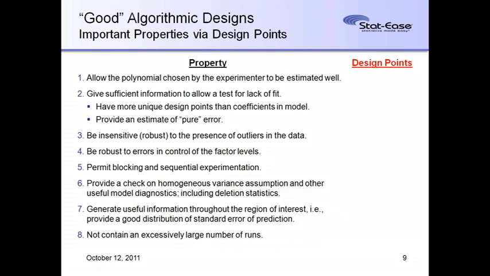Okay, so getting back to the properties we wanted our design to have, we wanted the polynomial that the experimenter was designing for to be estimated well. That's what optimality is all about. It picks the points that are optimal for the design space you're interested in and the polynomial you specify. So that's what defines optimality. You want to get sufficient information to test for lack of fit. So you want to have more unique design points than model coefficients. Then we use a different criterion for picking those points, a criterion that's good for picking points for lack of fit.